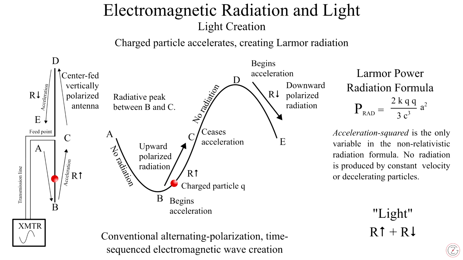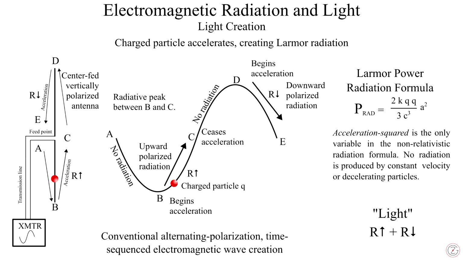A single radiation is not light. It takes another radiation with a reversely polarized electric field separated by time to produce light. For our purposes, the minimum configuration of light consists of two alternating polarization radiations. A single electron undergoing back and forth oscillation produces light.